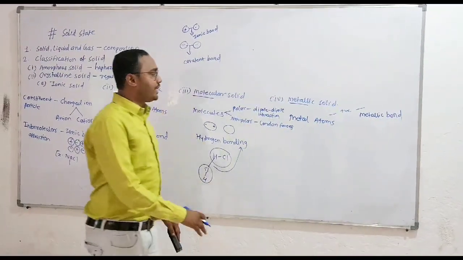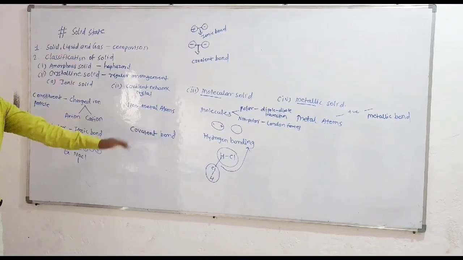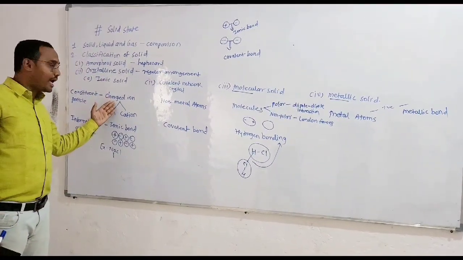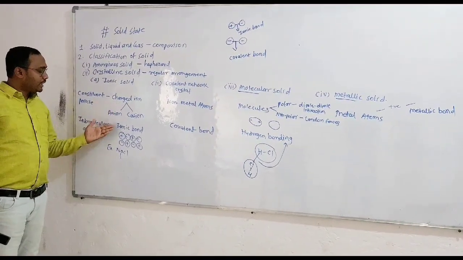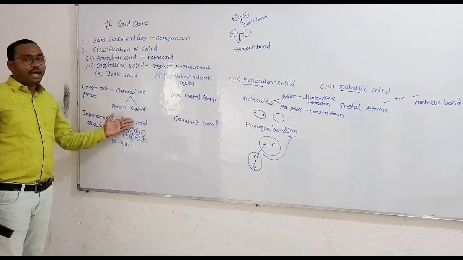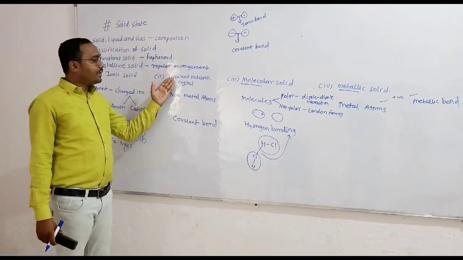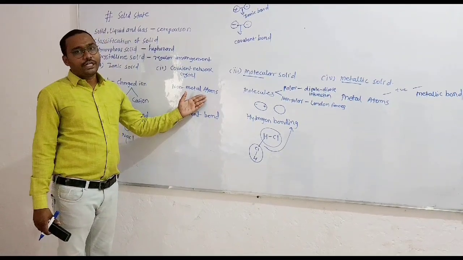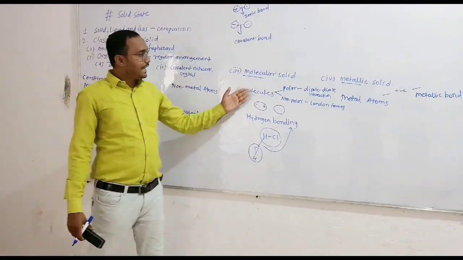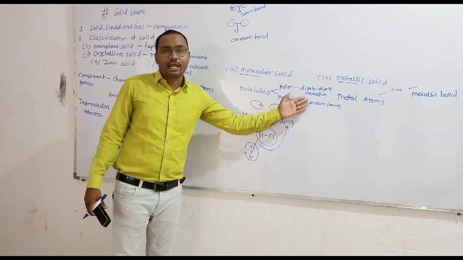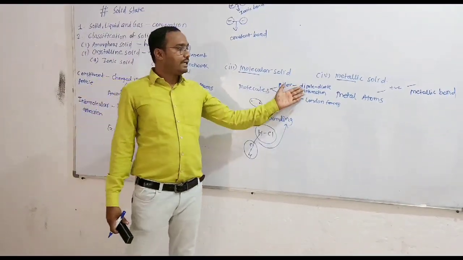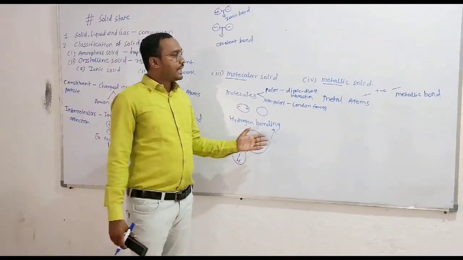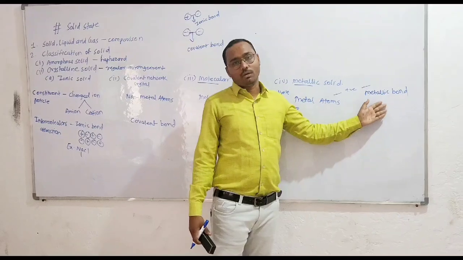So the first differentiating point among these four types of crystalline solids is the constituent particle. Ionic solid has charged ions with intermolecular attractions of ionic bond. In covalent or network crystal, constituent particles are non-metal atoms which are bonded to each other by covalent bonds. In case of molecular solid, we observe three types of intermolecular attraction: dipole-dipole interaction, London forces, and hydrogen bonding. In metallic solid, there is a metallic bond.